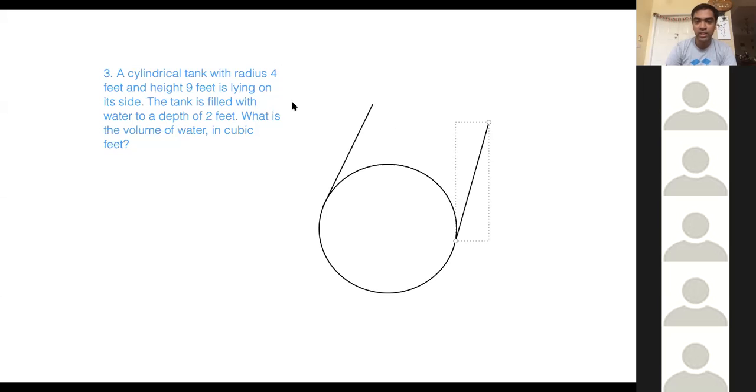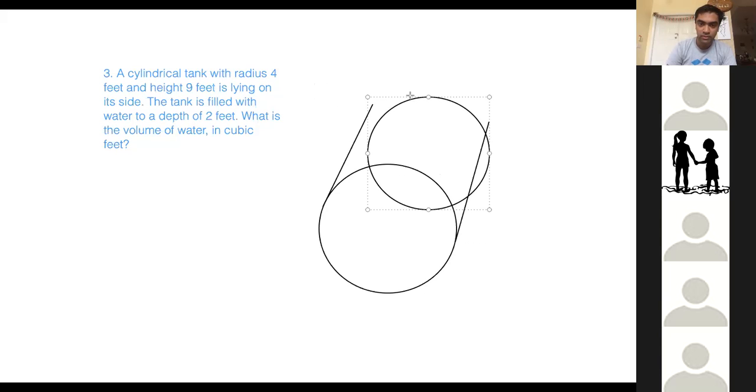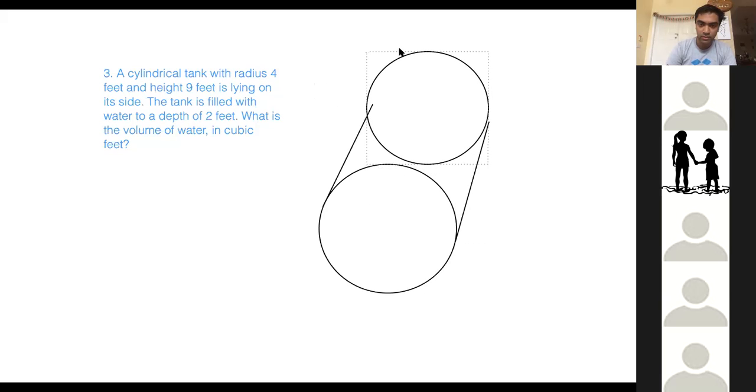Okay, Sanvi, how did you get 32? So what I did was, if the radius is 4 feet, then the area of the circle will be 4 squared times pi, which is 16 pi. And if the area is 16 pi and it's filled with water to a depth of 2 feet, you would just do 16 pi times 2 feet. I didn't put the units, but I got 32.